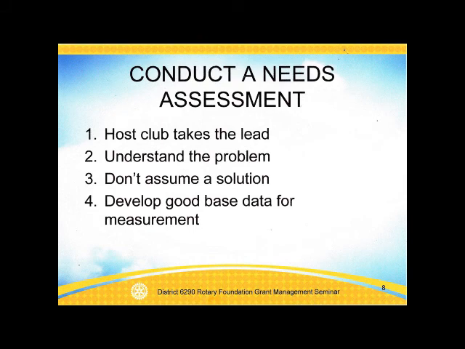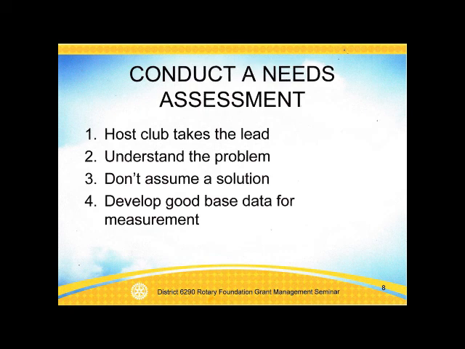Local participation and support is so important to a project's success. Rotary asks local sponsoring clubs to conduct a community needs assessment as the first step. The host club, naturally, does this. Be sure they talk with everyone. Don't assume the solution until you determine the problem.